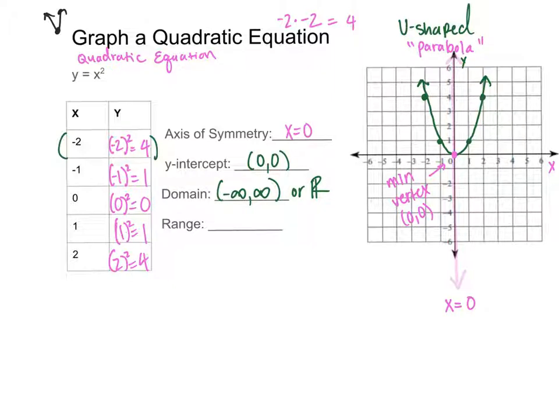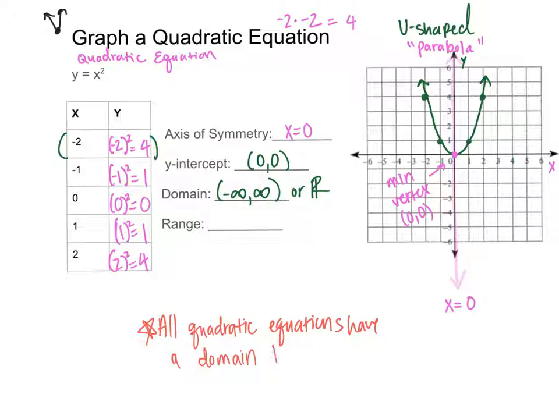So all quadratic equations have a domain that is all real numbers. That's just because it's always going to be pointing left and pointing right with these arrows, and that causes it to extend to its extreme values, which are the infinities.